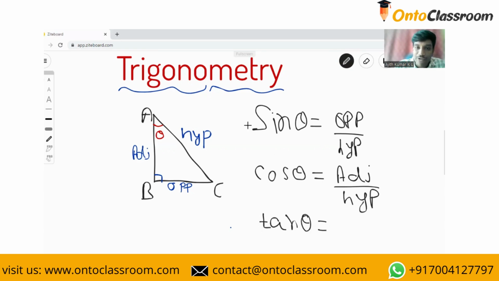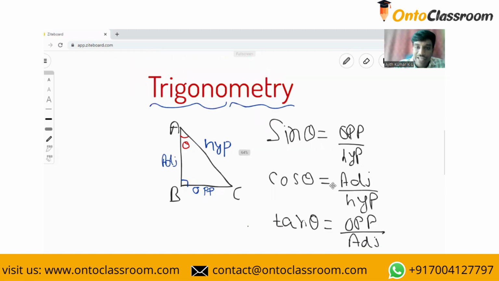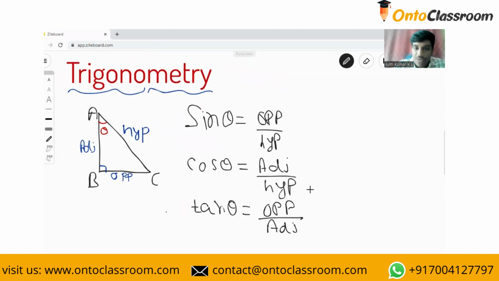Tan theta is basically sine divided by cos. Whatever you divide, what do you get? Opposite by hypotenuse divided by adjacent by hypotenuse. Hypotenuse gets cancelled. We get opposite by adjacent side. So 3 is over, another 3 is there. Next is cot theta. Once you know sine and cos, it's very easy to define the others, because sine by cos we call tan, and cot theta is the reciprocal of tan.